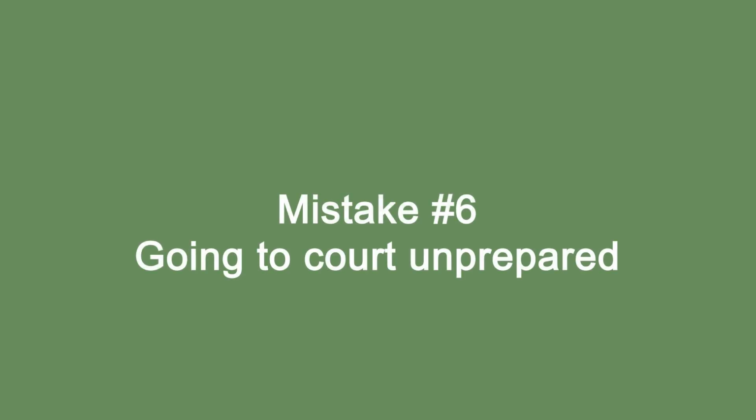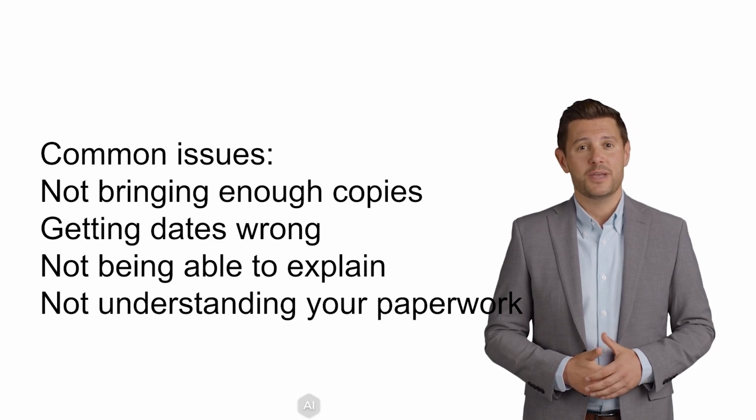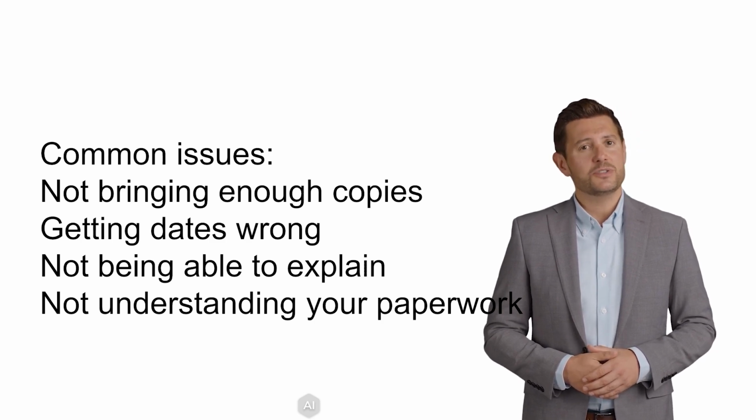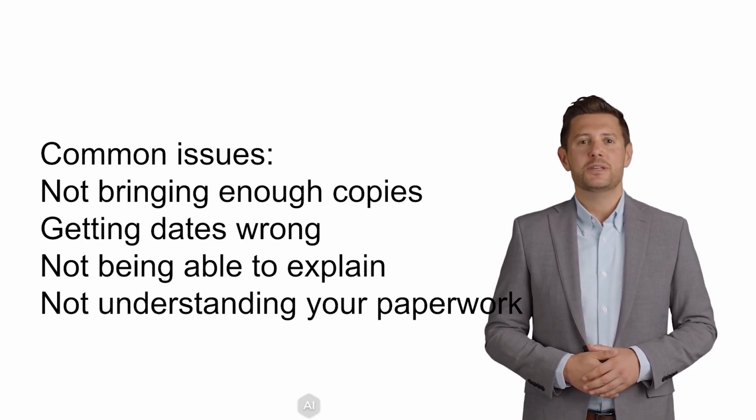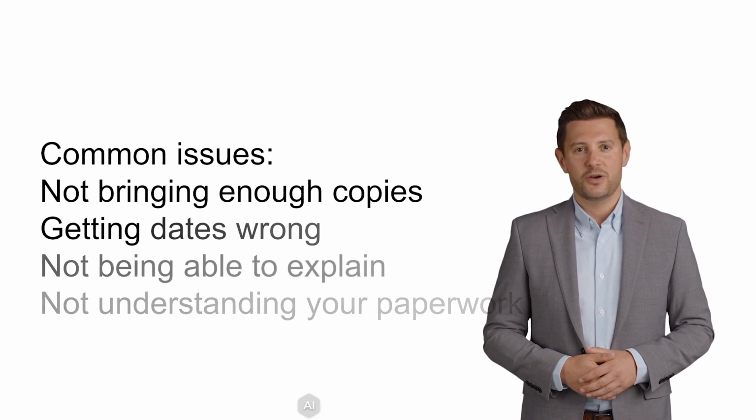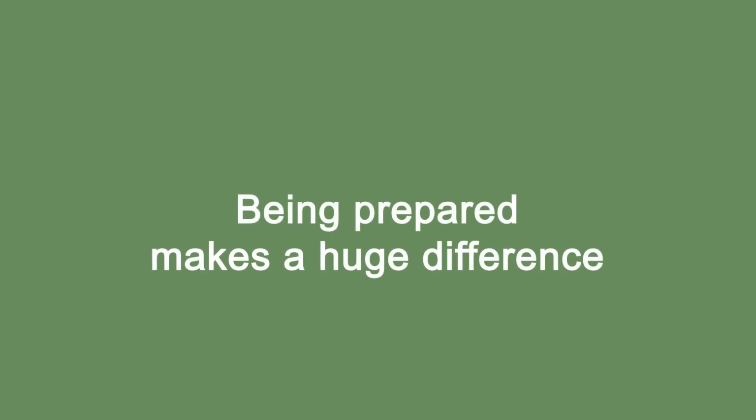Mistake number 6 is going into court unprepared. Many landlords assume the case is straightforward, but judges want clear, accurate timelines and documentation. Common issues include not bringing enough copies of documents, getting dates wrong, not being able to explain the rent ledger, not understanding what's in your own notice. If you cannot clearly explain your case, you risk losing it. Take 10 minutes before court to review your timeline. Know your dates. Know your numbers. It makes a huge difference.